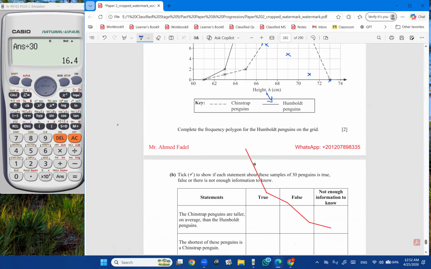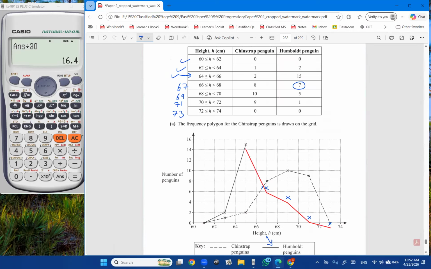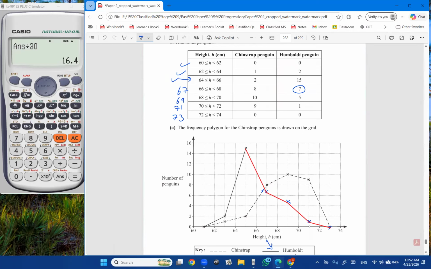They're telling you that chinstrap is taller. Look at this here. You're going to find that the taller means, don't look at this. Most of the students, once they look at this top, they say, no, no, no, the Humboldt is actually taller. But look at that. The chinstrap is actually taller because it's not about the frequency. It is about the height. So the height here is higher.